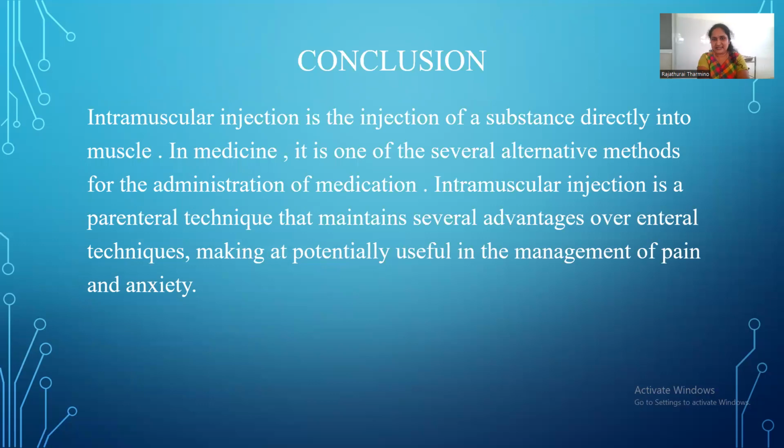Okay, the final part is the conclusion. Intramuscular injection is the injection of a substance directly into muscles. In medicine, it's one of several alternative methods for the administration of medication. Intramuscular injection is a parenteral technique that maintains several advantages over enteral techniques, making it potentially useful in the management of pain and anxiety.